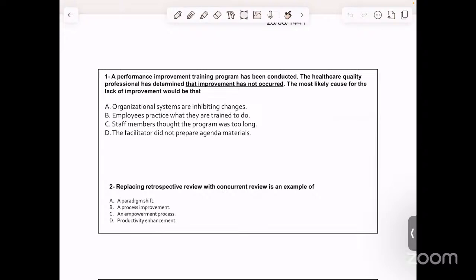B, employees practice what they are trained to do. C, staff members thought the program was too long. D, the facilitator did not prepare agenda materials.